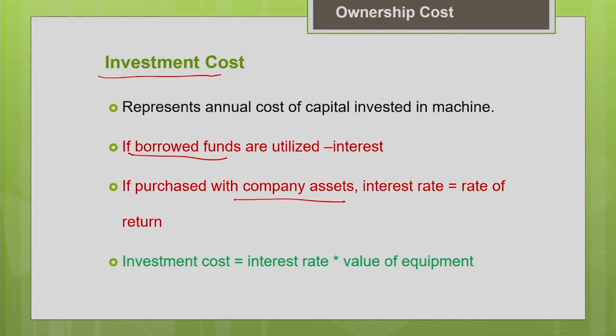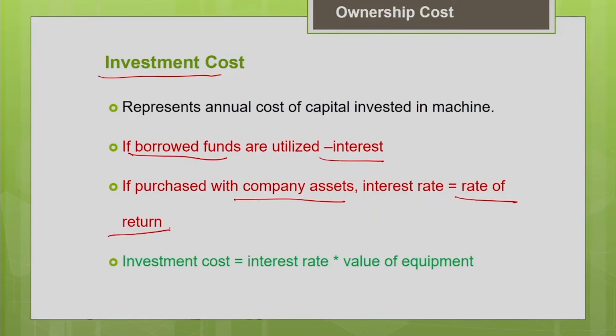Say if you are going for borrowed funds, for example a loan, the interest rate that you pay for the loan will be considered as the cost of the interest. If you are going for the company assets, in that case also you have to take the interest rate as a rate of return. Say for example, instead of investing this money in the purchase of the machine, if you had invested this money in something else, you might have achieved some rate of return. Okay. So that rate of return should be taken as the cost of investment. So when you purchase the equipment with your own company assets, you have to take the interest rate equal to the rate of return.